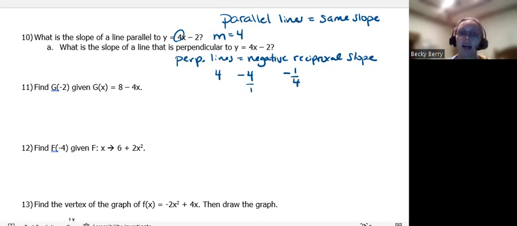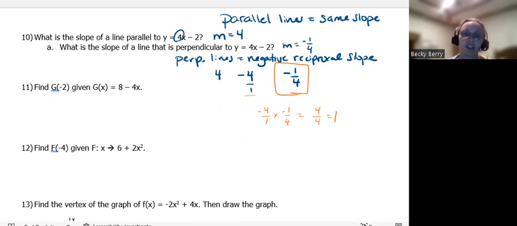Now, again, just to show this is a reciprocal to this, if I multiply them together, I will get 1, right? On the top, I'll have a positive 4, and on the bottom, I'll have a positive 4, and that equals 1. So these are reciprocals of each other. So we started with this, took the negative, and then took the reciprocal. This is the answer then to my perpendicular line slope. It would be negative 1/4.